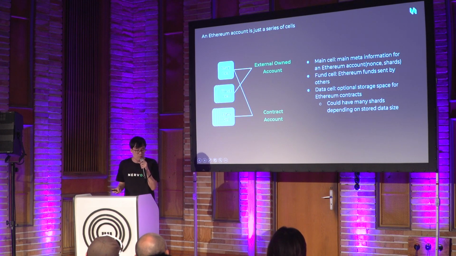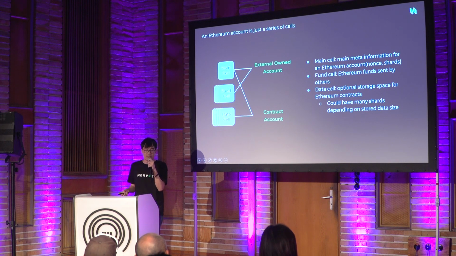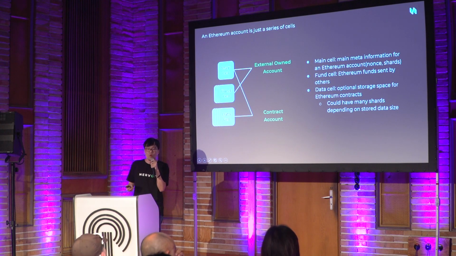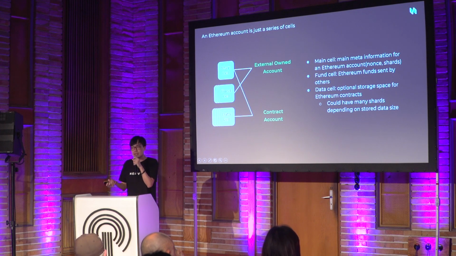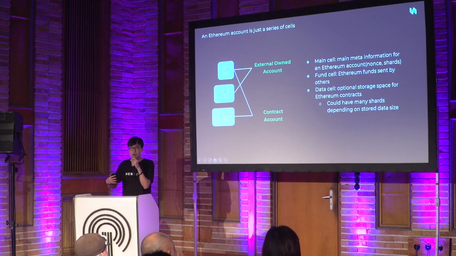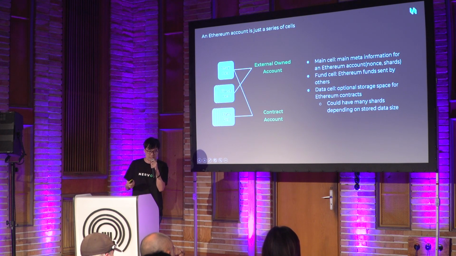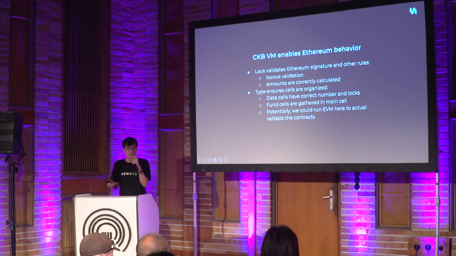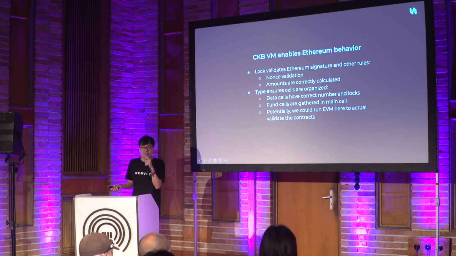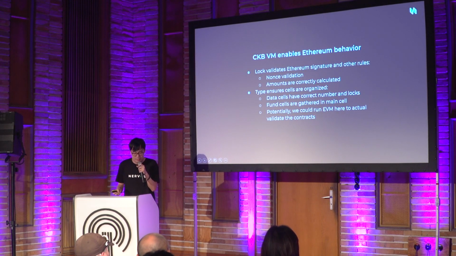Different from an externally owned account, a contract account, on the other hand, has data cells. What a data cell means is that Ethereum accounts have different storage. An Ethereum account may have different storage, and that storage is stored in the data cells. So we can split the storage across different cells or UTXOs, so that you won't have a single point of failure. And on the other hand, what I mentioned earlier is that the flexibility of CKB is also ensured by the CKB VM.